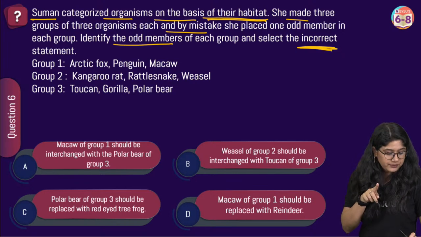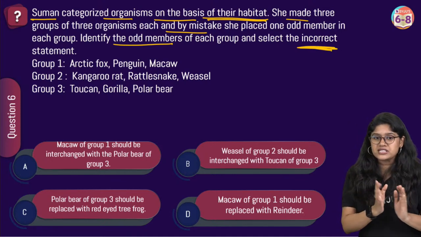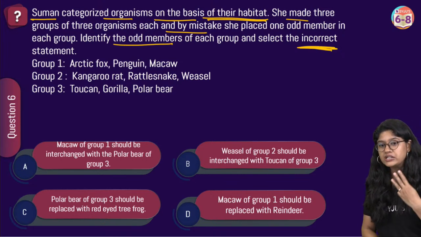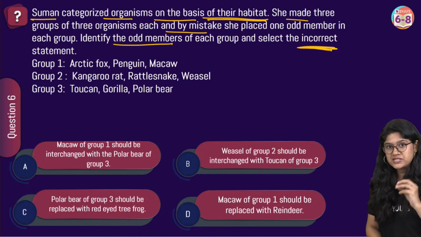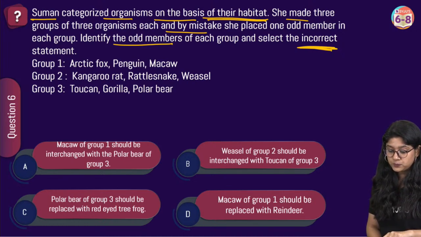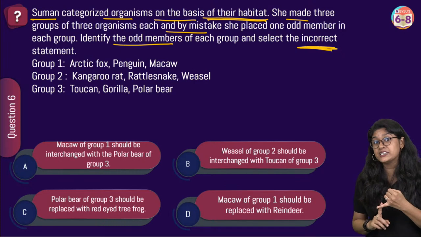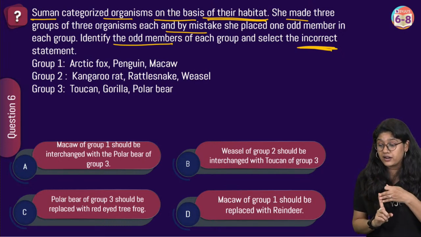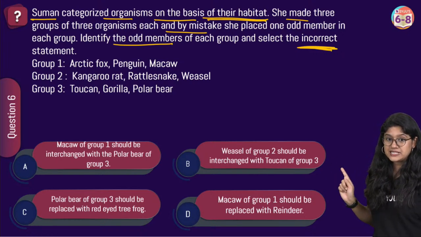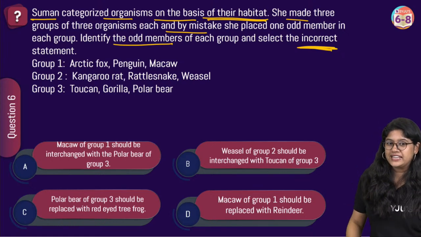Now, the poll is up, everyone. Pick the correct option. I know it's confusing, but let's try. Then, of course, you will have the understanding also. I know it will be difficult. See, Suman made three different categories of animals. By mistake, she placed one odd member. If you look at group 1, group 2 and group 3, these are animals found in different habitats. Some of them are in polar regions, some in deserts, some on terrestrial land, and some in very harsh climates. So we have to read statements A, B, C and D and think which of these is incorrect. I can see some answers.